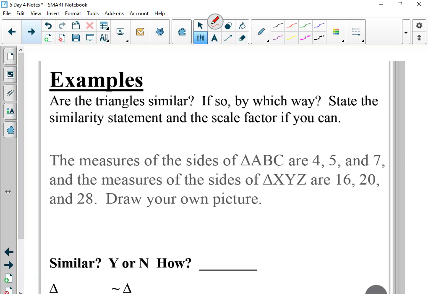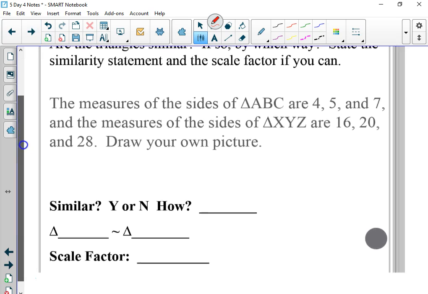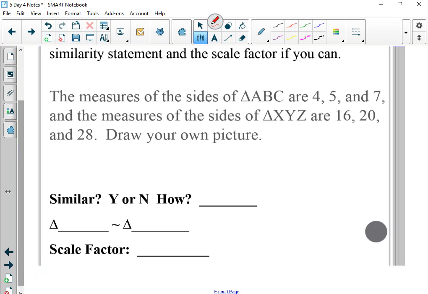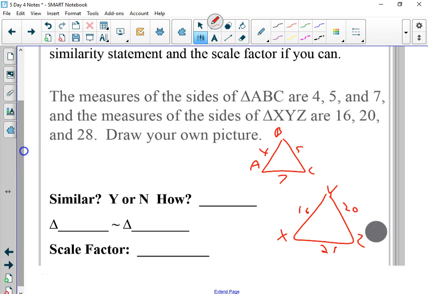So, are they similar? If so, which way? Same thing we've been doing. The measures of the sides of triangle ABC are 4, 5, and 7. I have another triangle, X, Y, Z: 16, 20, and 28. Now, if you notice, before we go any further, do we have any angles marked? No, we do not.